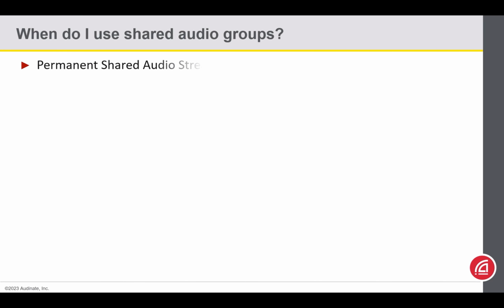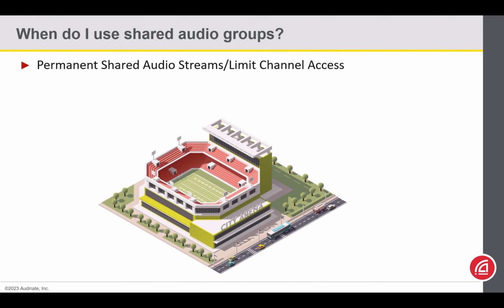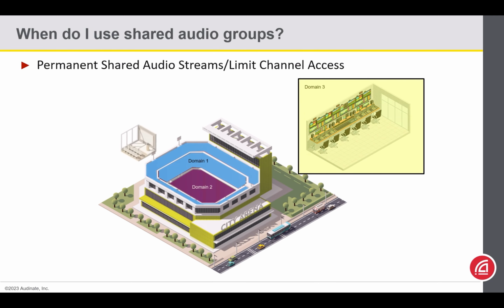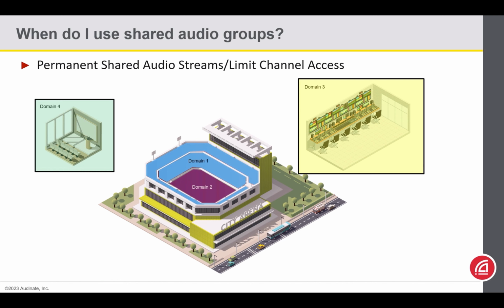We've already learned that a DDM-based Dante network allows user creation with specific access rights. And for that, we will require people log into the Dante Controller. With shared audio groups, we can establish access to just those channels that a particular person would need access to. For example, in a stadium, you can create a domain for the Bowl PA, but have different domains for the Concourse PA, broadcast booths, private boxes, press box, and interview rooms.